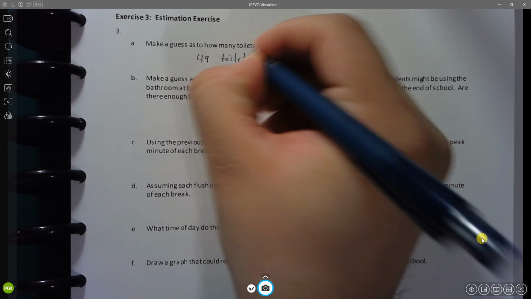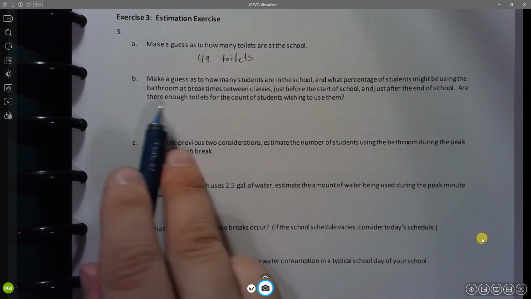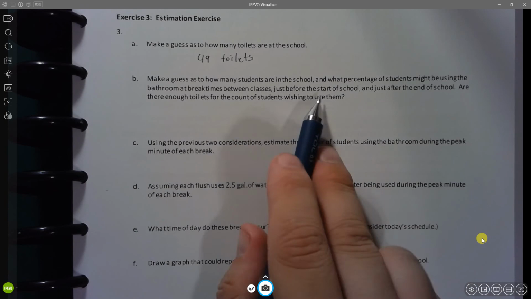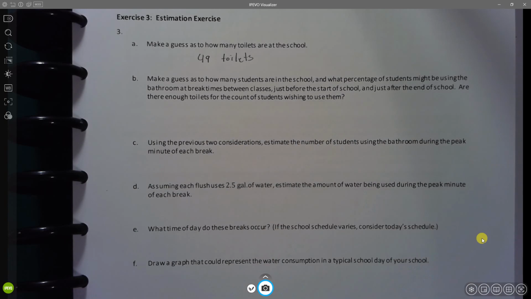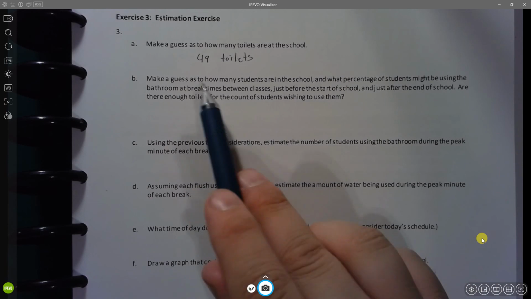Okay. So make a guess as to how many students are in the school and what percentage of students might be using the bathroom at break times between classes, just before the start of school and just after the end of school. Are there enough toilets for the count of students wishing to use them? So, let's see. Make a guess as to how many students are in the school.